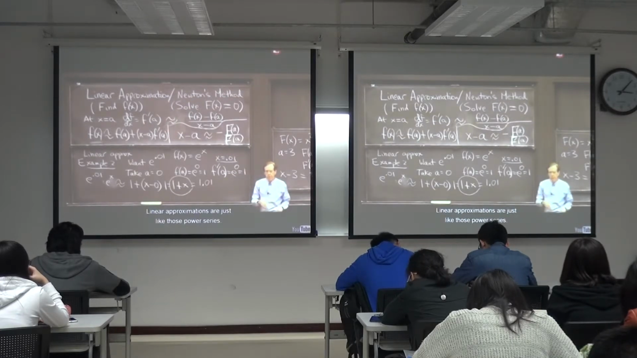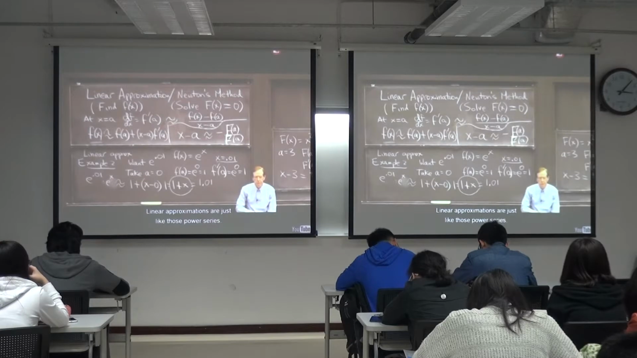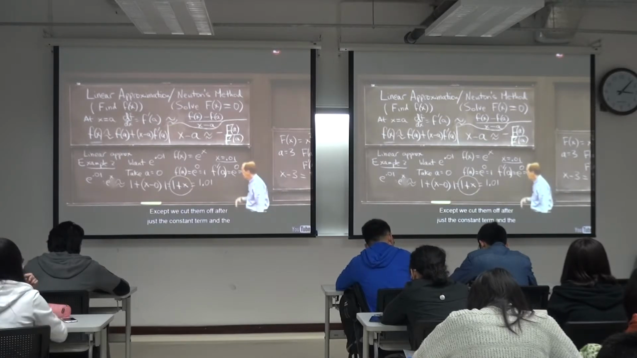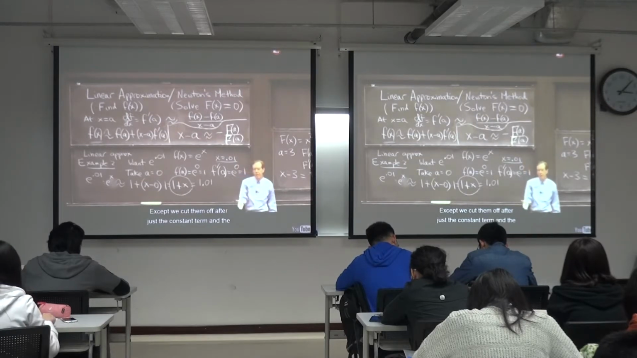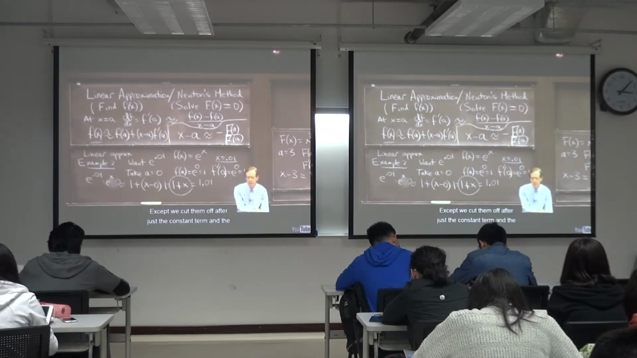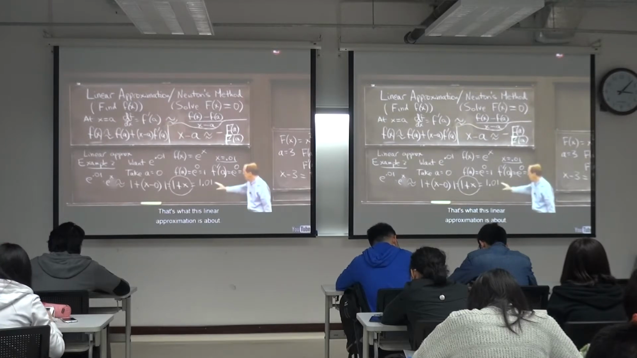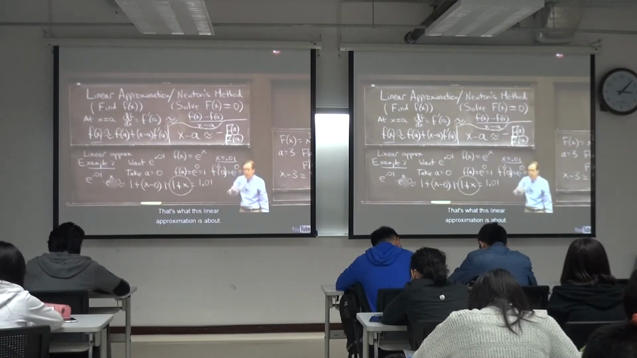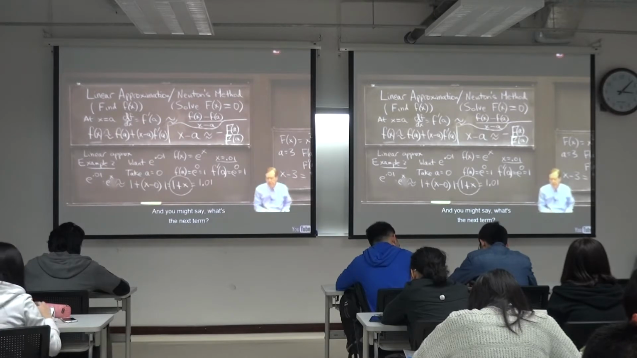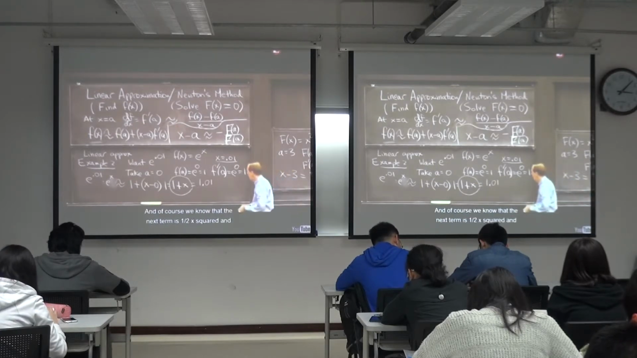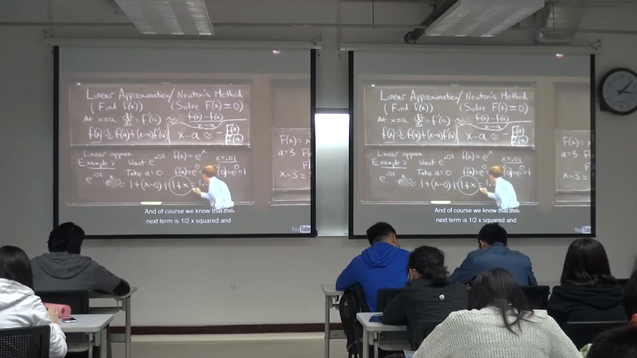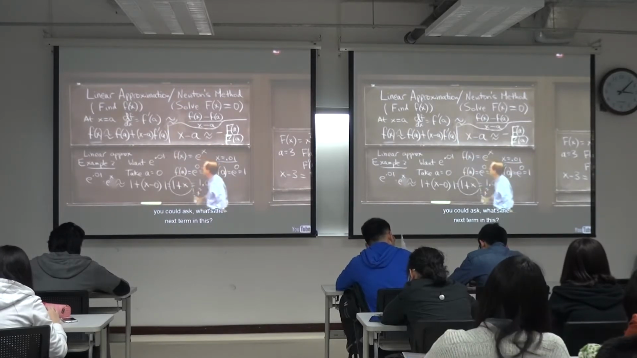Linear approximations are just like those power series, just like e to the x equals 1 plus x plus 1/2 x squared plus so on, except we cut them off after just the constant term and the linear term. That's what this linear approximation is about. And you might say, what's the next term? And of course we know that the next term is 1/2 x squared.